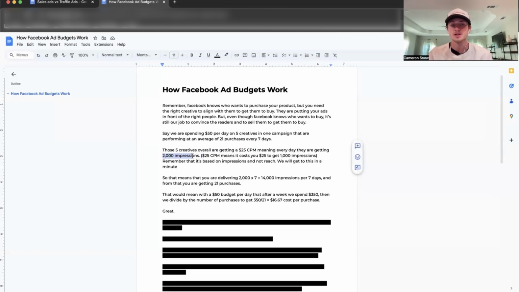And the reason that Facebook does this is because sometimes you need to serve 6, 7, 8, 9 impressions to get someone to buy. So that's why they calculate it based off of impressions and not actual reach. That's why they charge based off of that. So a $25 CPM means it costs you $25 to get 1,000 impressions.